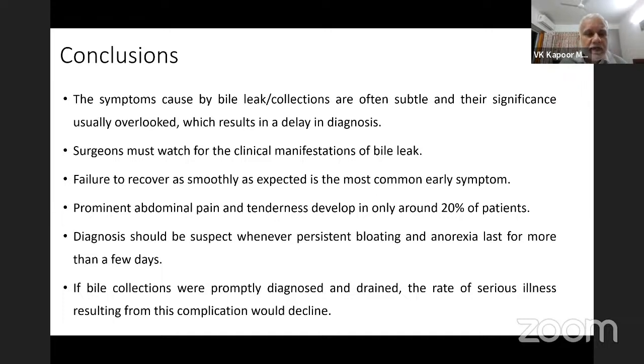So Kailash has put some concluding points that symptoms of bile leak or bile collection are very, very subtle. They are usually overlooked, and this is responsible for the delay in diagnosis. And delay in diagnosis is responsible for onset of systemic sepsis, multiple organ failure, and mortality. So we should keep a close watch. We should have a very high index of suspicion of a bile leak after a lap chole. And if the patient is not recovering as smoothly as expected, again and again, I'm repeating this point, this is the most important sign that there is something wrong.